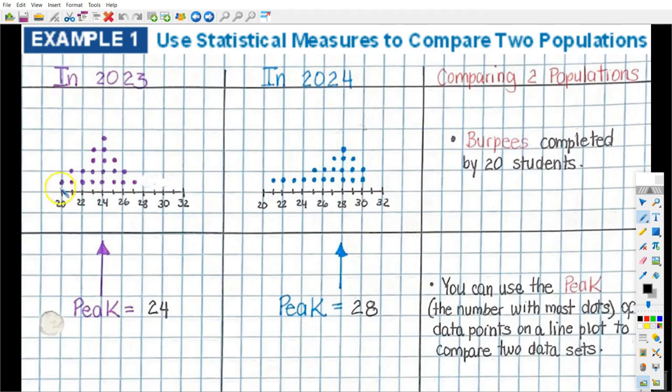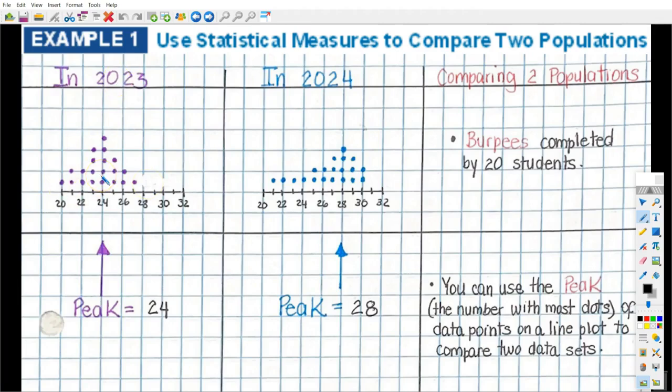So we look at this line plot, and we say 1 kid did 20 burpees in 2023. 2 kids did 21. 2 kids did 22. 4 kids did 23. 5 kids did 24. 3 kids did 25. 2 kids did 26. And 1 kid did 27. That was all 20 kids in 2023.